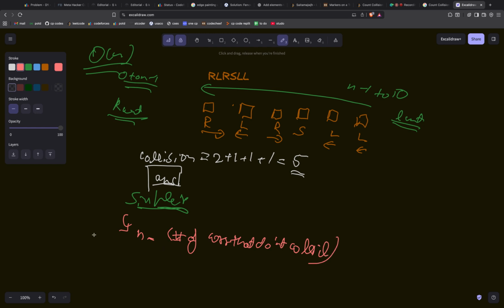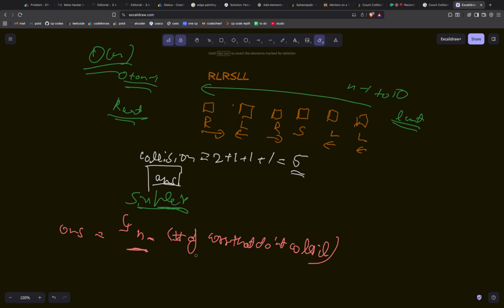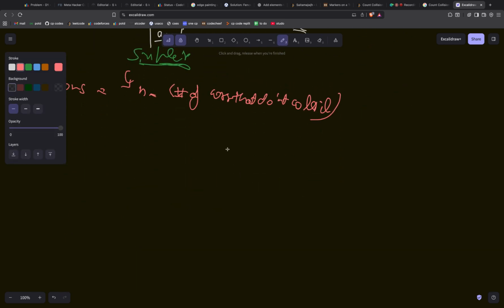Okay, so this would be an answer, right? Total number of cars minus the number of cars that do not collide. How can you find this? See, the number of cars that do not collide, it could be three cases.